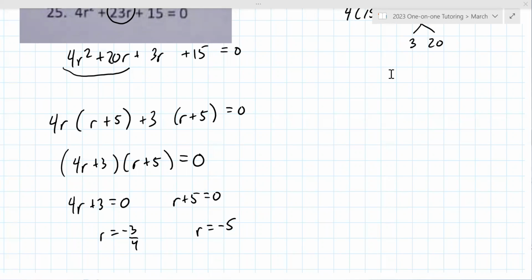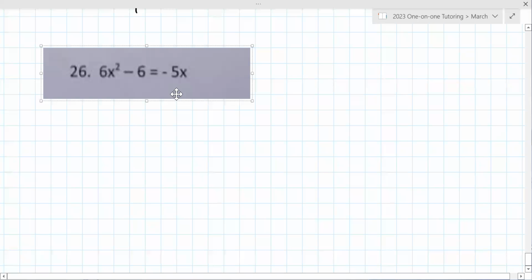Let me know when you're ready for us to do 26. Okay, so 26, you mentioned before, there's a minus 5x on the right side of the equation. We've said a couple times now, you have to get 0. So you're going to add 5x to both sides. You're going to undo it, move it to the other side. 6x squared plus 5x minus 6 equals 0.